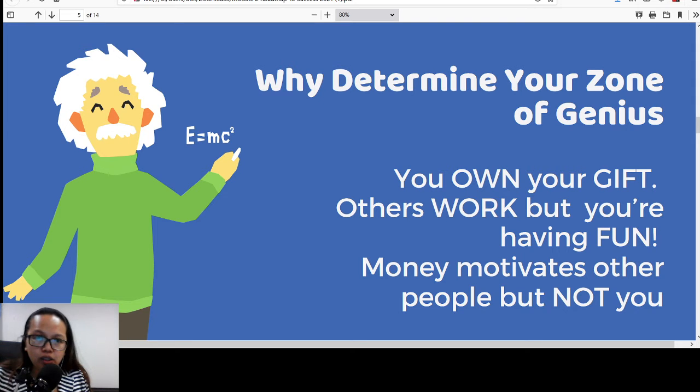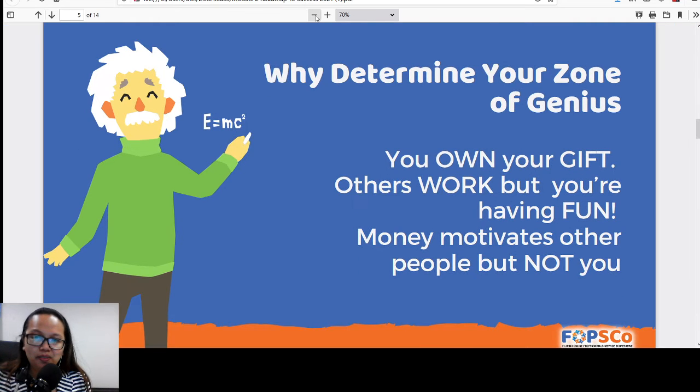So the next question is, why should we determine our zone of genius? Of course, because basically, we own our gift. You own your gift. That's you. Others work, but you're having fun. For others, this is work, but for you, you're having fun because you like doing it. For some people, money motivates them, but not for others. So there's really a big difference to know these things.